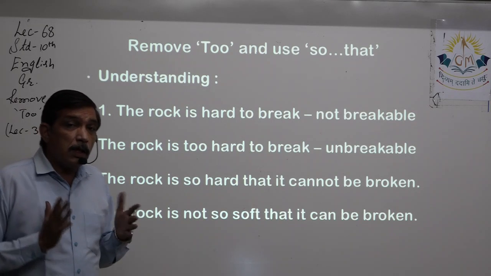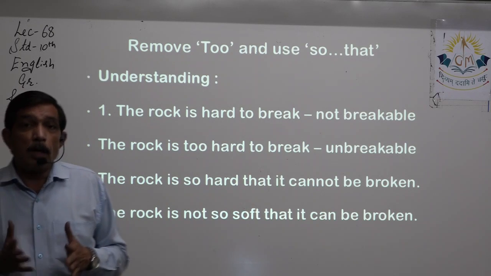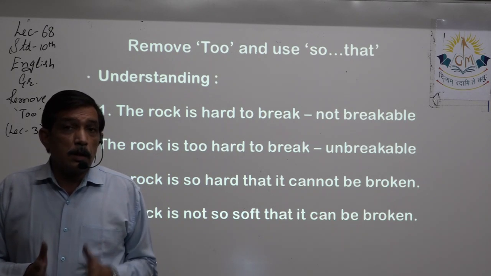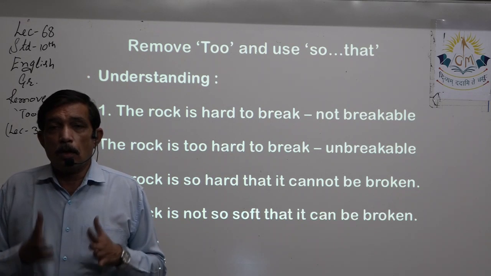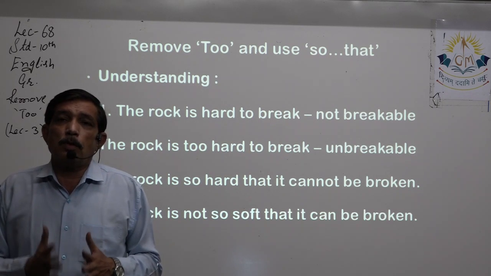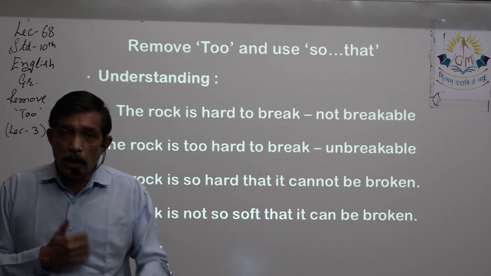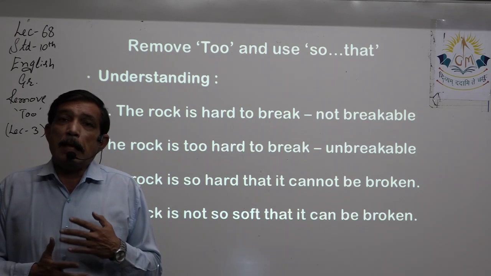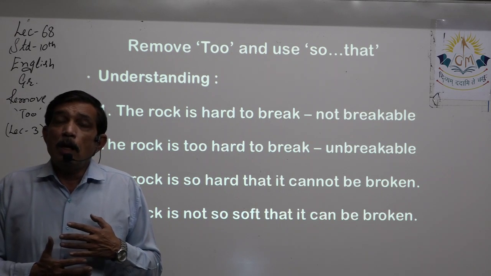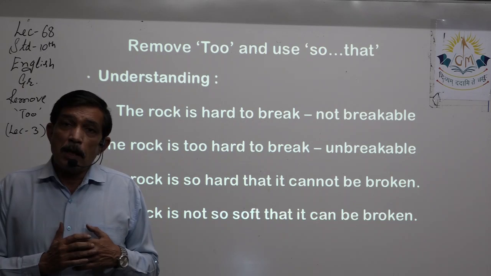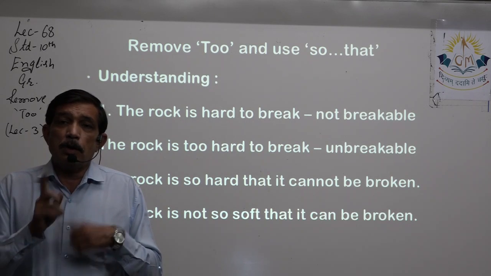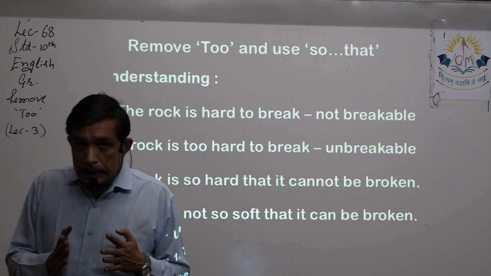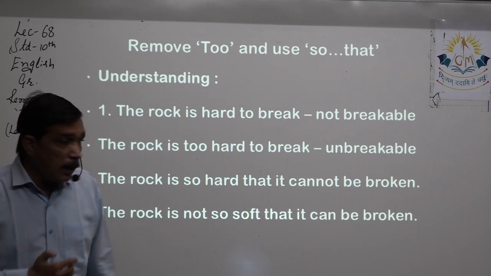Now first we understand the sentence. Yes, we are repeating this exercise for the third time. This is the third lecture for removing to, because lots of mistakes are committed because we do not understand the correct meaning of the sentence. If we understand the correct meaning of the sentence, then it helps us in removing to and using so that, plus negation should be there, antonym should be used. So all these problems will be solved if we properly understand the sentence. Then only the output of the sentence will be clear.